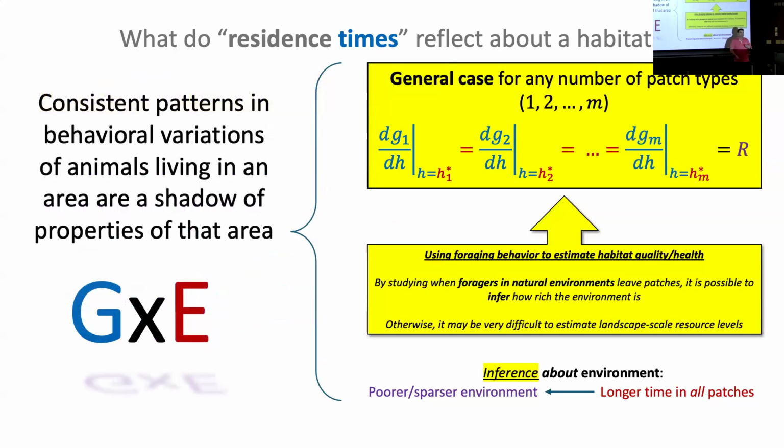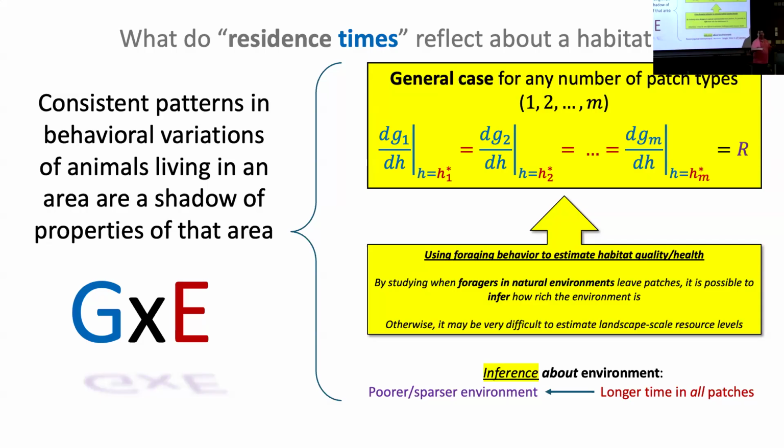It's a nice example of G by E here, where we observe a phenotype. We observe how long they spend in patches. And we know that phenotype is the product of the animal, the genes, and the environment, how sparse things are. Knowing that phenotype could tell us about the animal, but if we fix the animal, like we're always watching these birds, then it can also tell us about the environment. And so I think it's a beautiful example of ways in which we can use animals as indicators by better understanding their behavior.